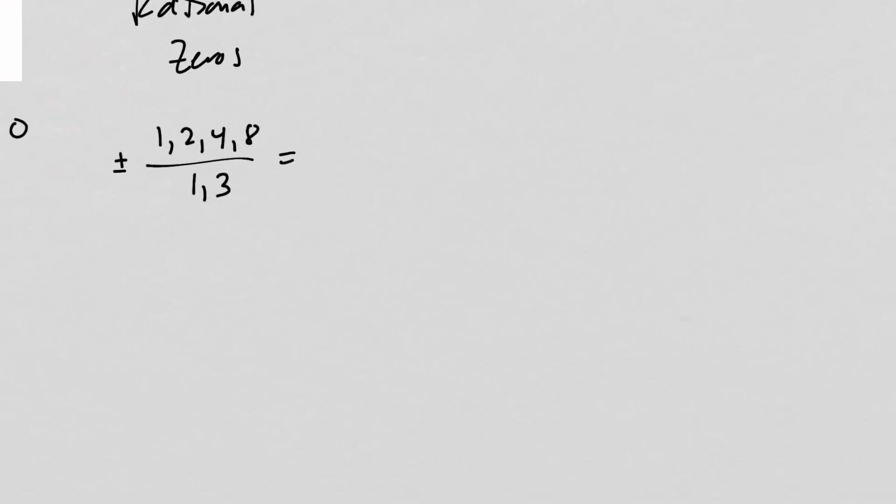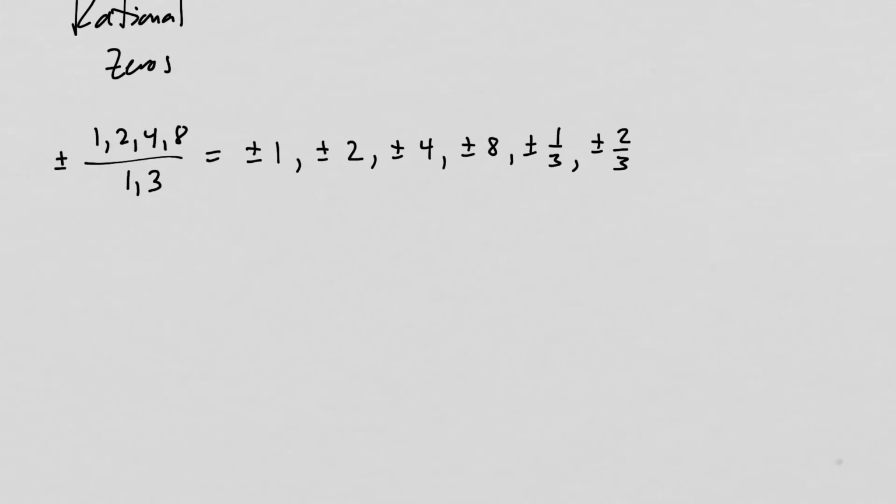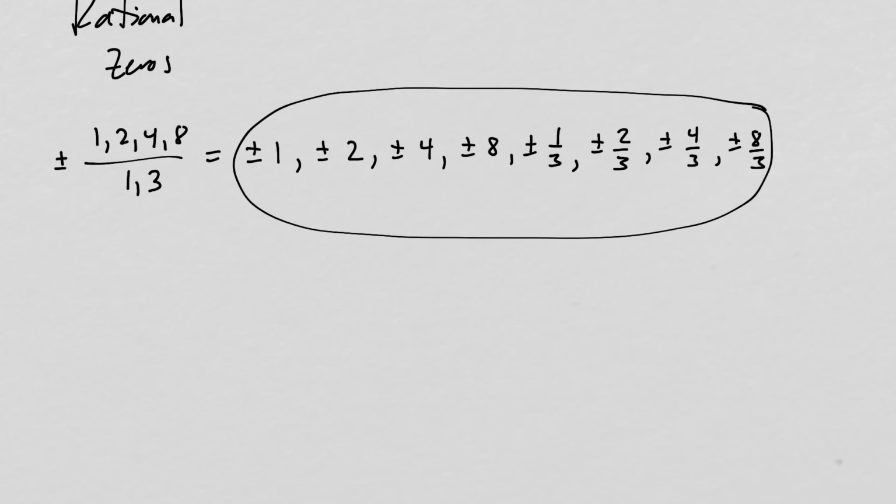So what we have is plus or minus 1 divided by 1, plus or minus 2 divided by 1, plus or minus 4 divided by 1, and plus or minus 8 divided by 1. So I just took each of these and divided it by 1. But then we can also divide all of these by 3, and that gives us plus or minus 1/3, plus or minus 2/3, plus or minus 4/3, and plus or minus 8/3. So these are all the possible rational zeros.